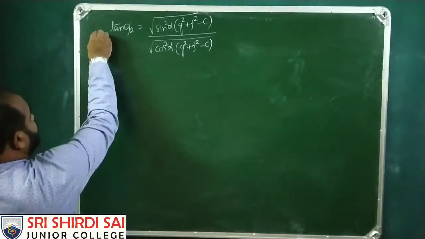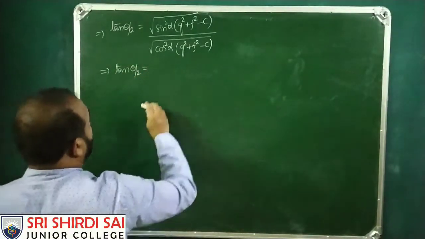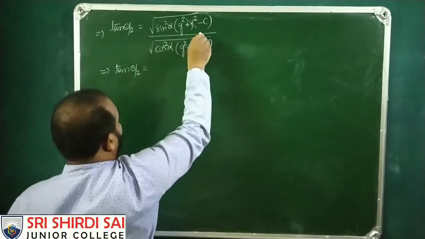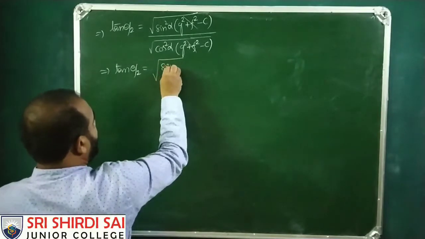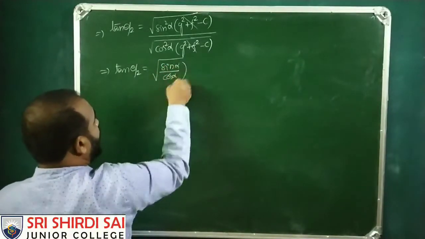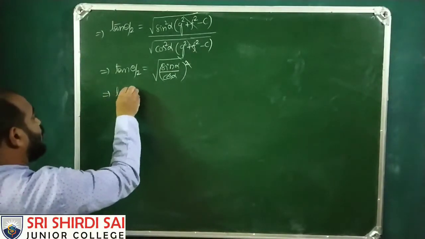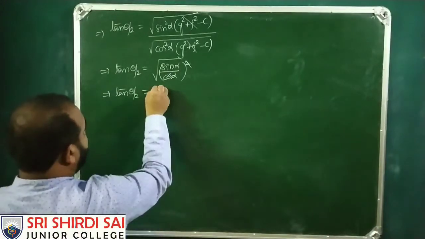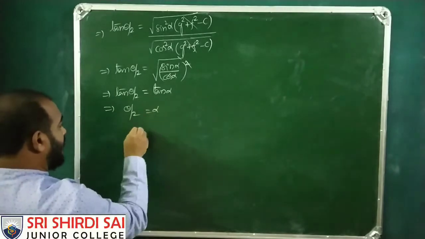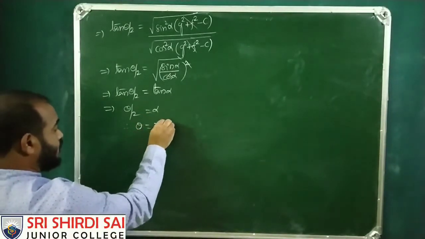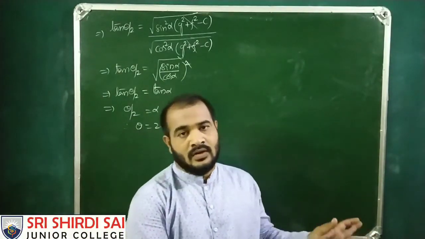So tan theta by 2 is equal to square root of g square plus f square minus c, under root, and this gets cancelled. This is square root of sin alpha by cos alpha whole square. Square and root gets cancelled. This implies tan theta by 2 is equal to tan alpha. This is equal to theta by 2 is equal to alpha. Therefore, theta is equal to 2 alpha. With this, we will wind up the circles chapter.